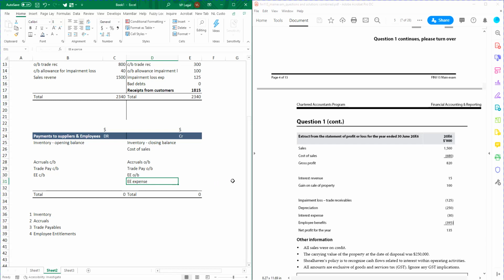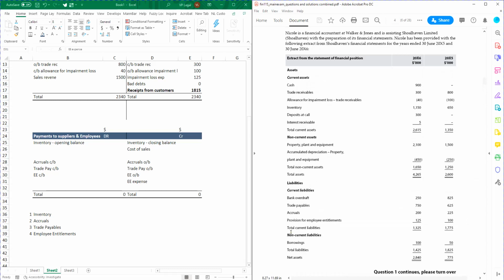Okay, we'll just have a quick look through the P&L, make sure that there's nothing that's been missed. Okay, that's fine. Okay, so it looks like we've got everything now. Alright, so let's find out what these balances are.